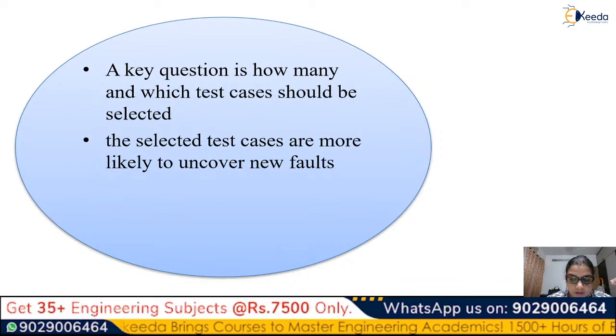So you have to think and select: okay, module 1 has changed, let me pick out the module 1 test cases. Module 2 has detected some fault and has undergone changes, let me pick up the test cases of module 2, from the test case database. So select test cases which are more likely to uncover new faults, because we do the retesting after changes so that new faults or new defects can be uncovered or found.